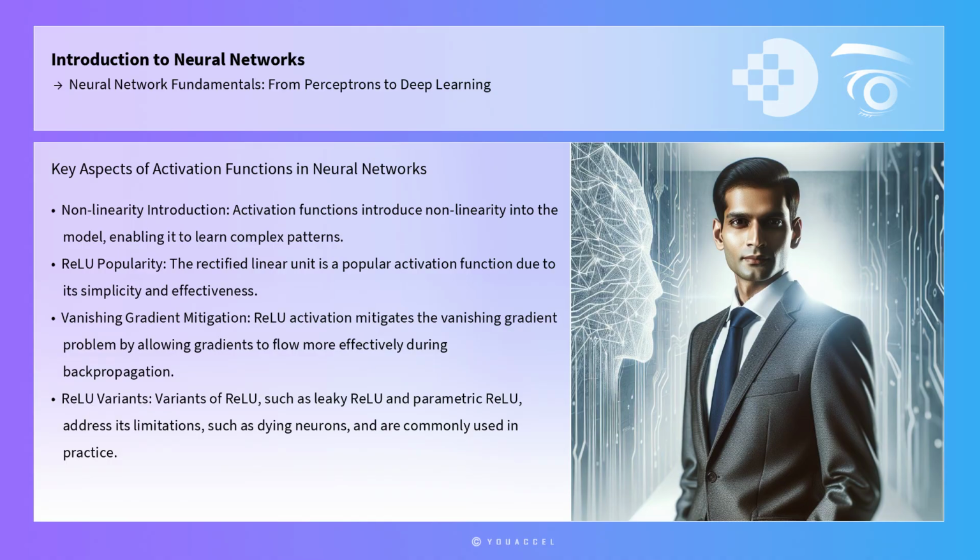The rectified linear unit is a popular activation function due to its simplicity and effectiveness. ReLU activation mitigates the vanishing gradient problem, a common issue with sigmoid and tanh activations in deep networks, by allowing gradients to flow more effectively during backpropagation. Variants of ReLU, such as Leaky ReLU and parametric ReLU, address its limitations, such as dying neurons, and are commonly used in practice.